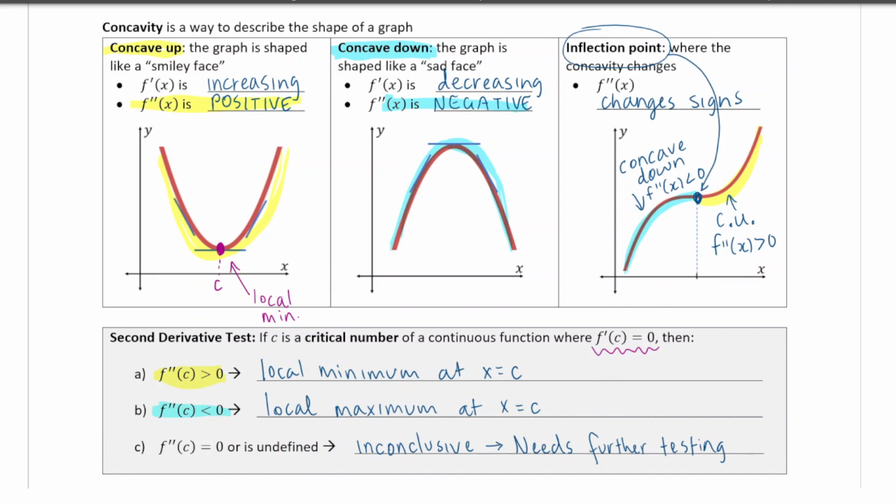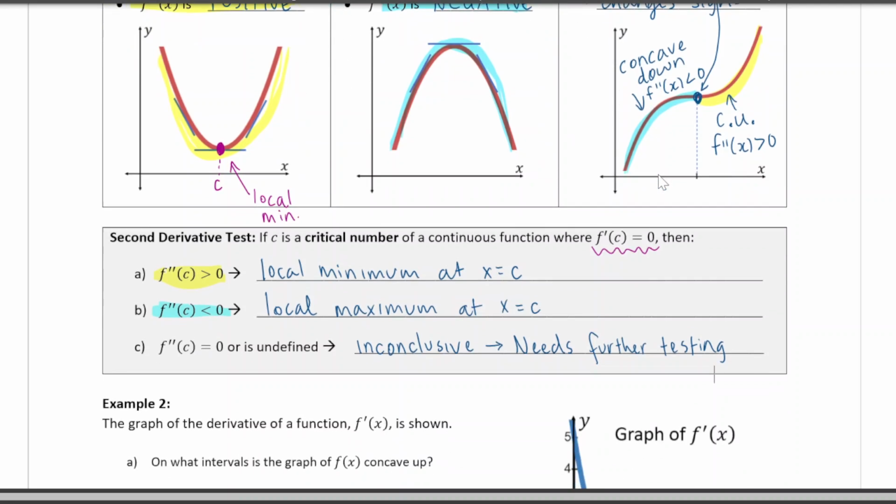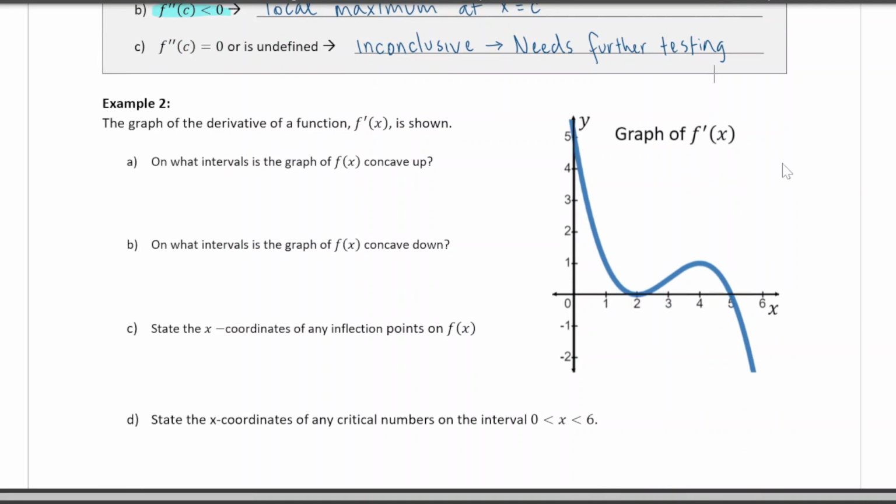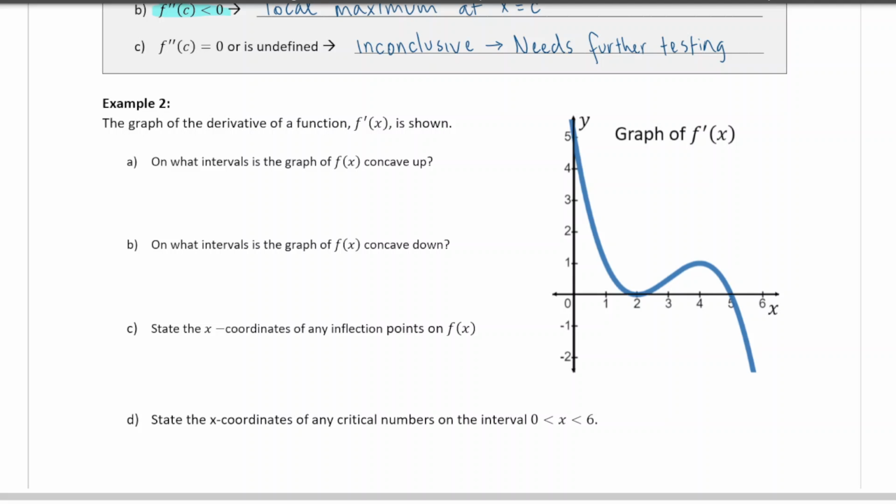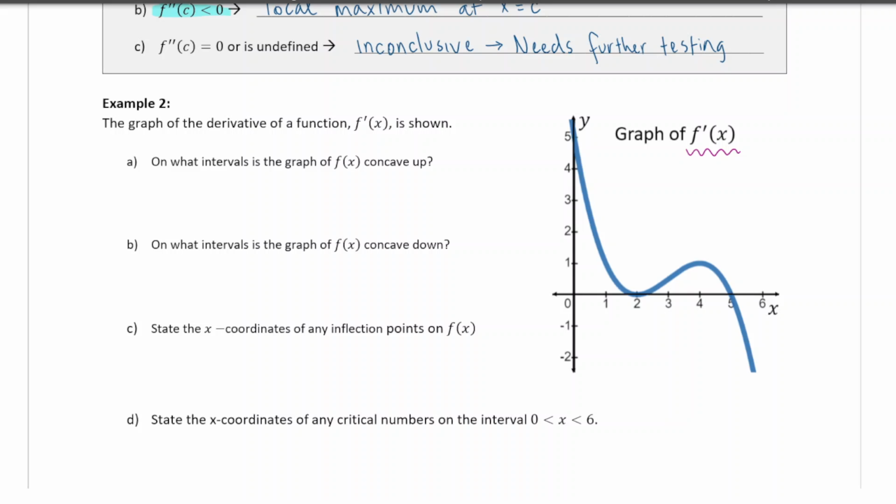Okay. All right, so let's do an example here, just with a picture, okay? Students often find these difficult. So this time I'm giving you a picture of the derivative function, okay? But we're going to answer some questions about the original function, even though we can't see it. We can only see the derivative function here. We cannot see the original function, okay?